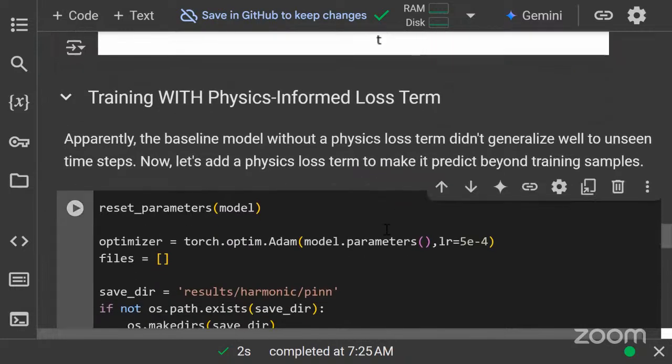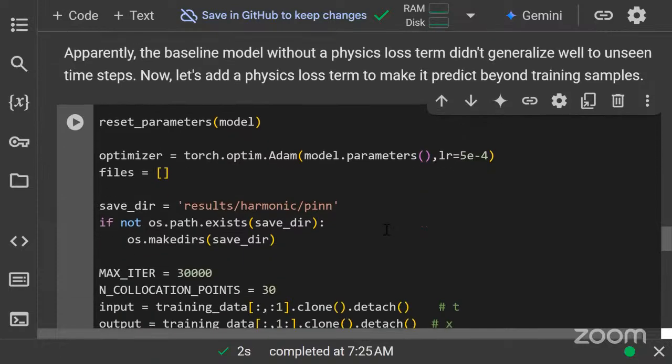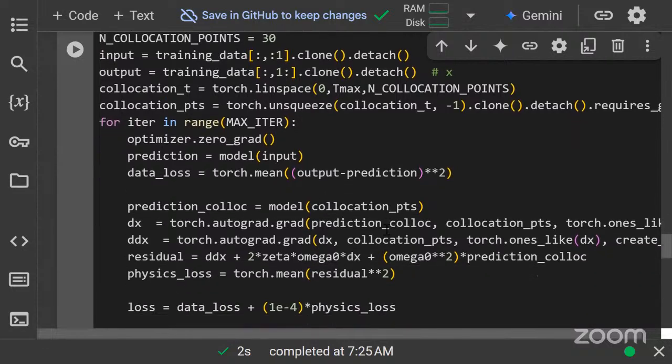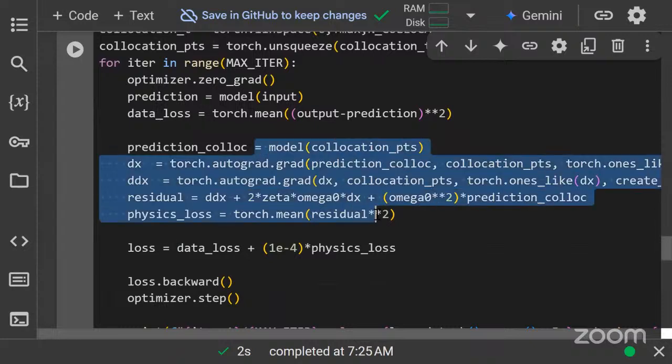Now, this is the version with the physics-informed loss term. And pretty much everything over here is the same except for this line. What's happening is we evaluate the model and then we make a prediction. For that prediction, we use torch.autograd.grad to compute the dx. And then on the dx, we use torch.autograd.grad to compute the ddx, the second derivative. The syntax of autograd.grad we have already seen, so hopefully this makes sense to you.